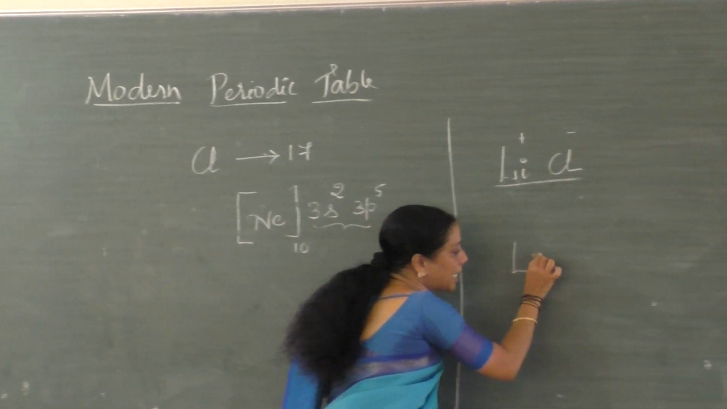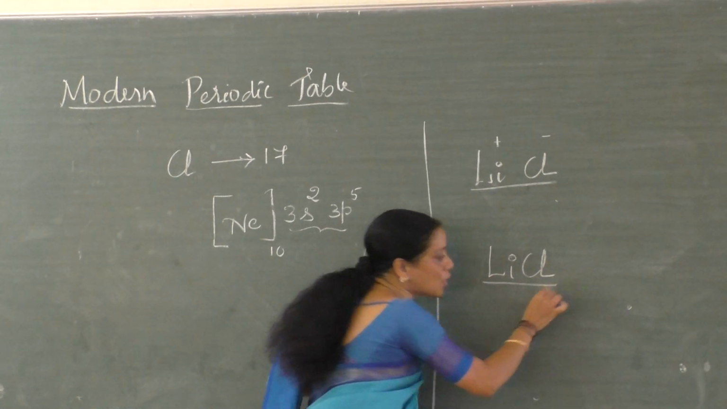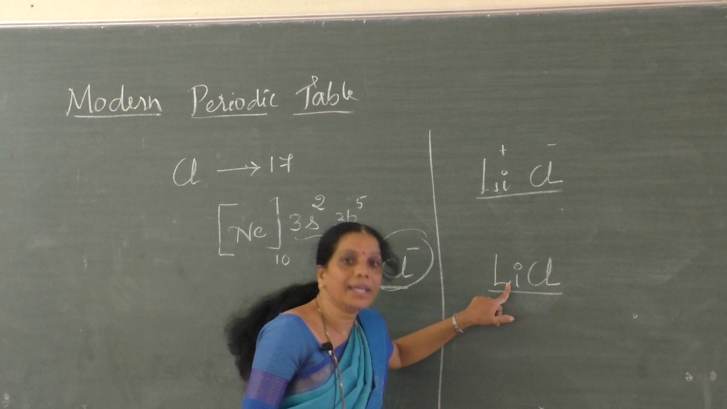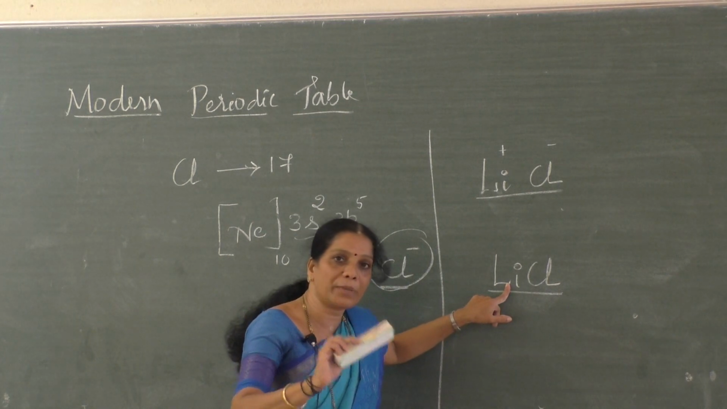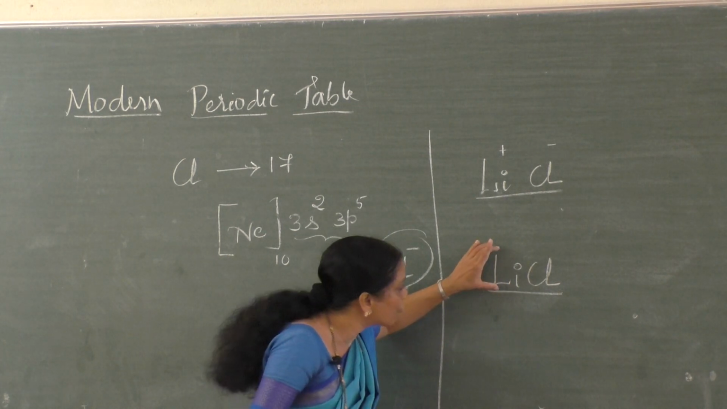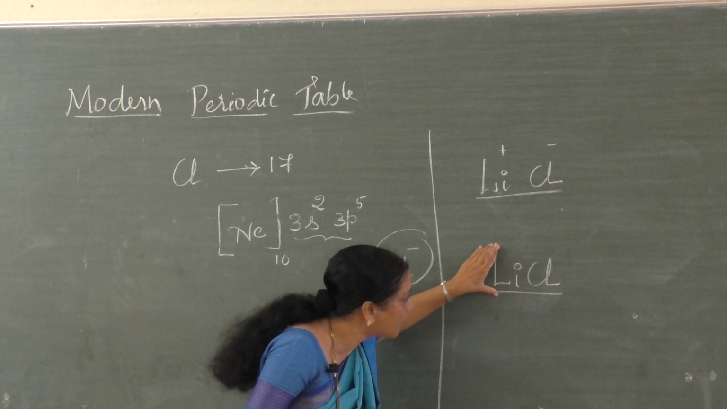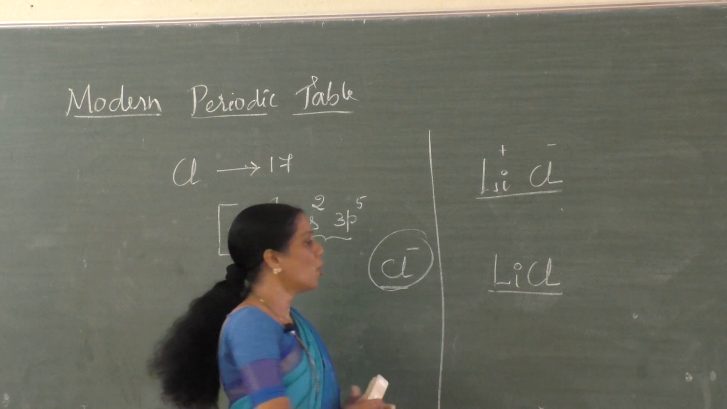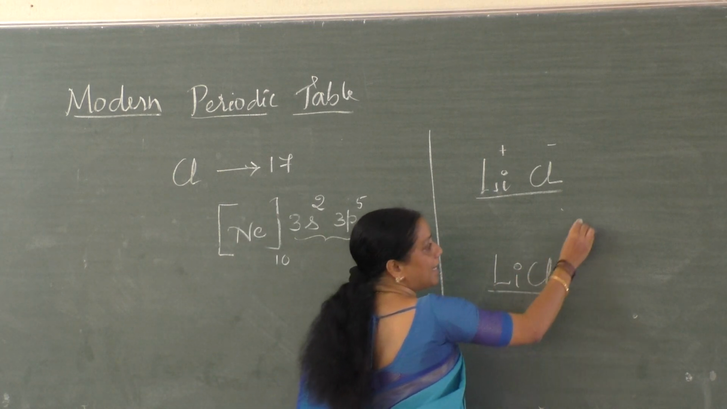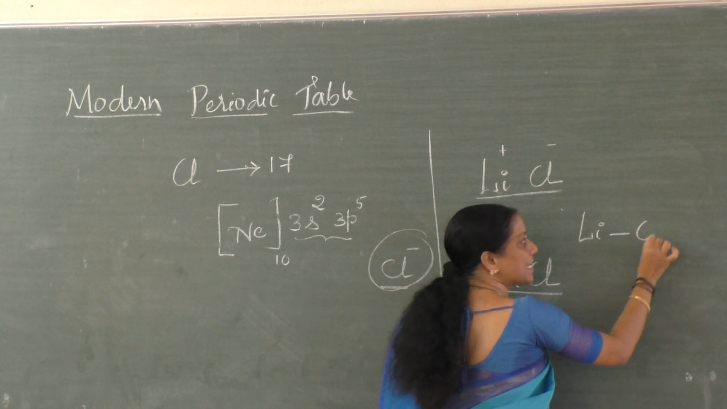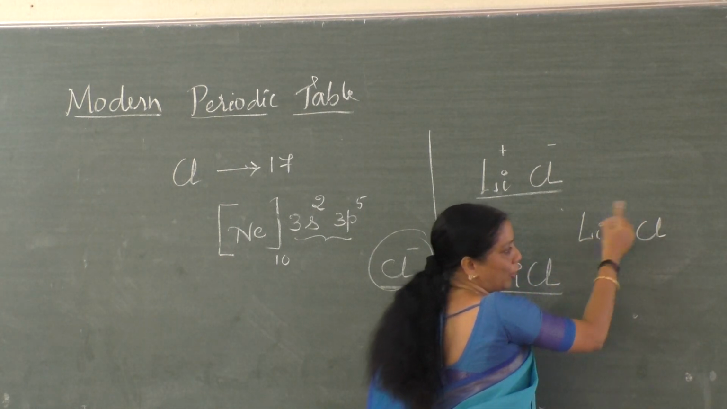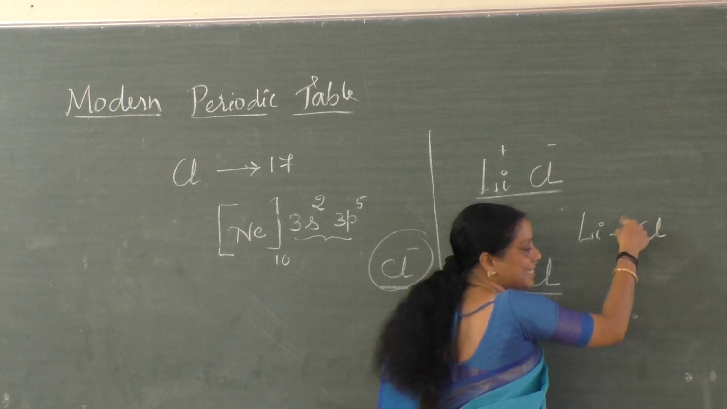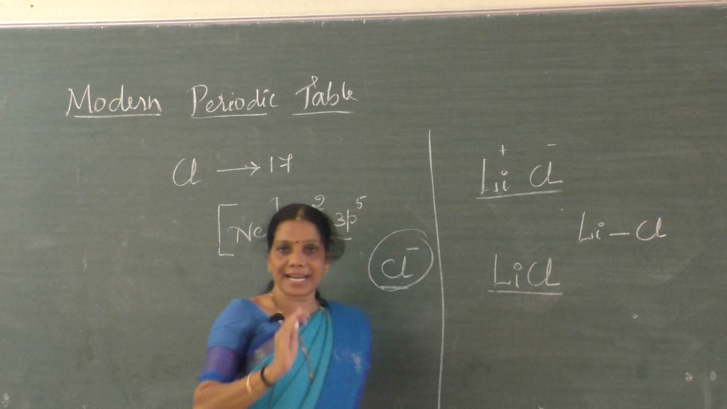Hence, the combining capacity of lithium is always 1. What is combining capacity? The number of bonds formed between different atoms. If you consider the particular atom, that is lithium, how many bonds are there between lithium and chlorine? You know that it is only a single bond, isn't it? Lithium forms a single bond with chlorine by donating that single electron, and chlorine gains that single electron.